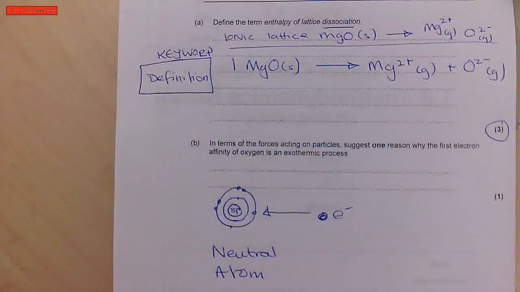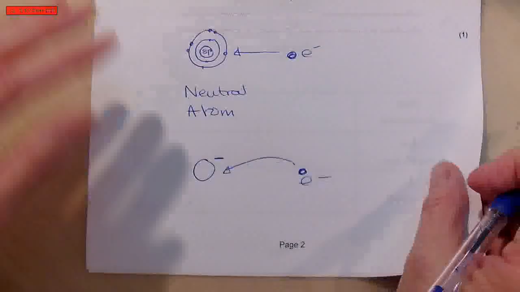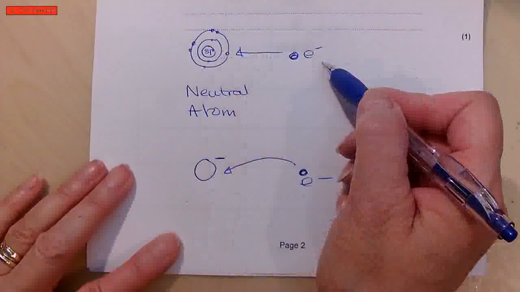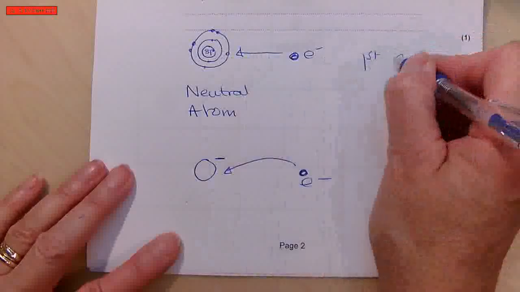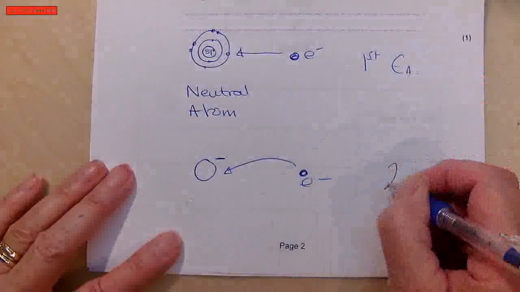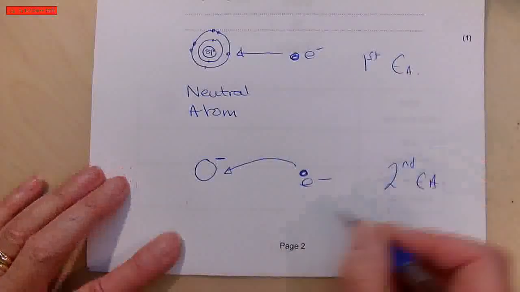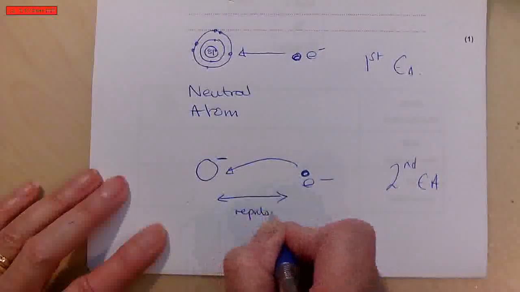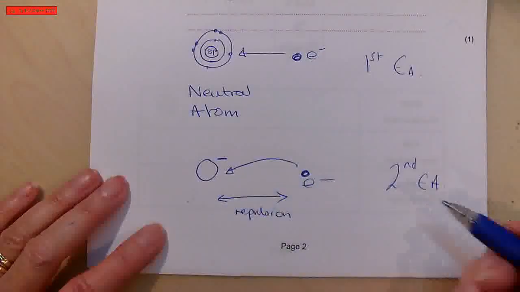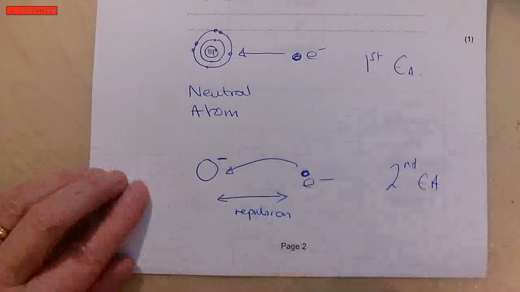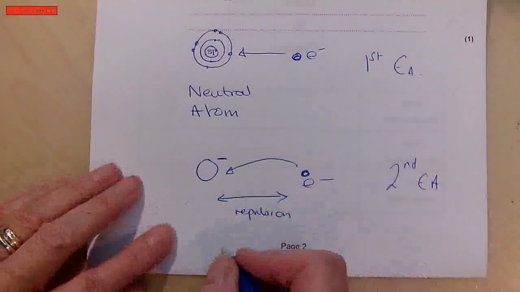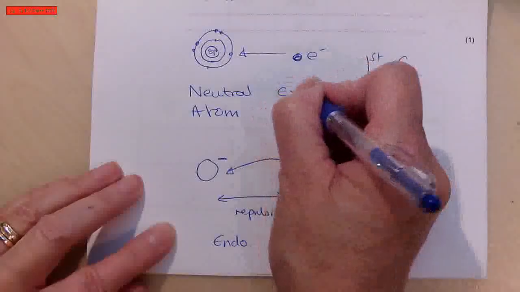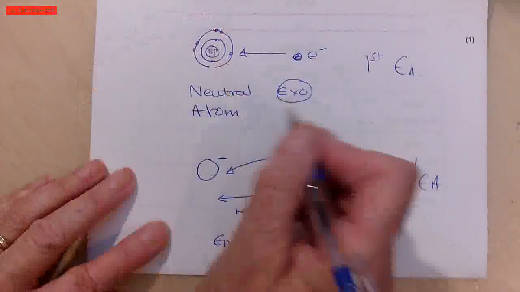Once it's captured that electron, we've got O minus then, and if you're trying to bring another electron up towards this, we've got a negative species and a negative species. Let me do it here. We've got O minus and an electron. So once this has captured an electron, that's the first electron affinity. If we want to put a second electron in, that's the second electron affinity. This is a negative species, so we are going to get repulsion there. And because we're getting repulsion, we're going to have to put energy in to be able to get the second electron in, and that's an endothermic process.